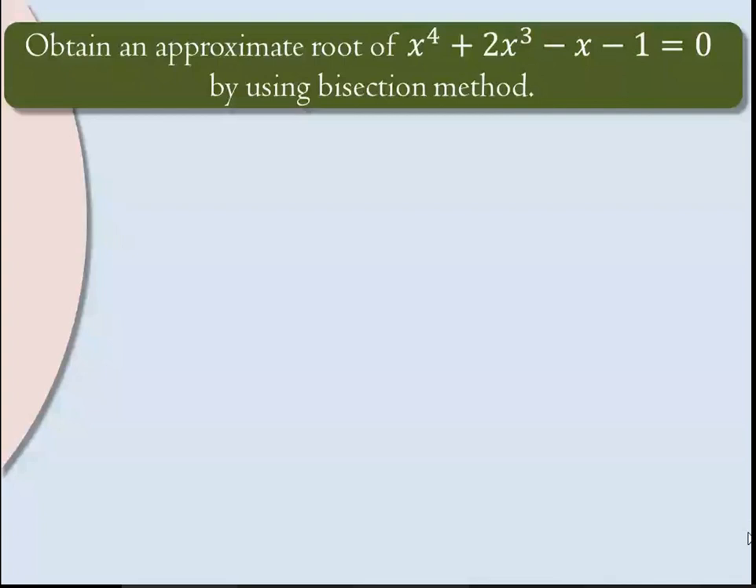Obtain the approximate root of x raised to 4 plus 2x cube minus x minus 1 equal to 0 by using the bisection method. So again, take all that equation on the left hand side as f of x, and firstly check it for different values of x. Check x equal to 0, x equal to 1, like that. Check for which values the function takes positive and negative values. Then take that successive point to get the interval.